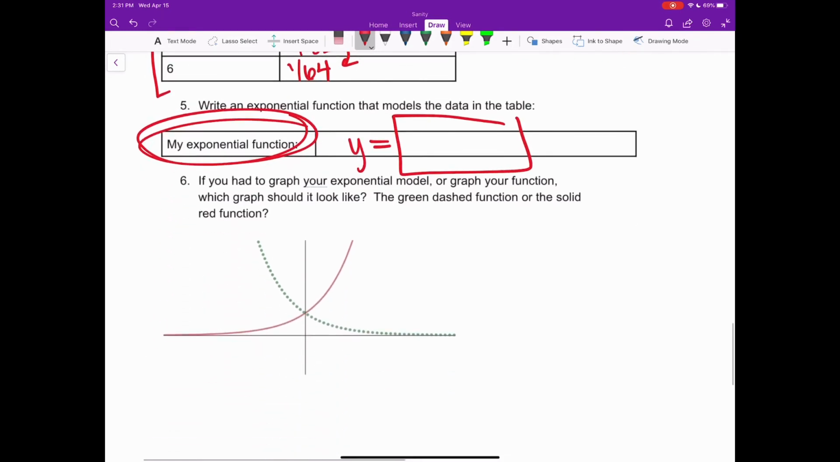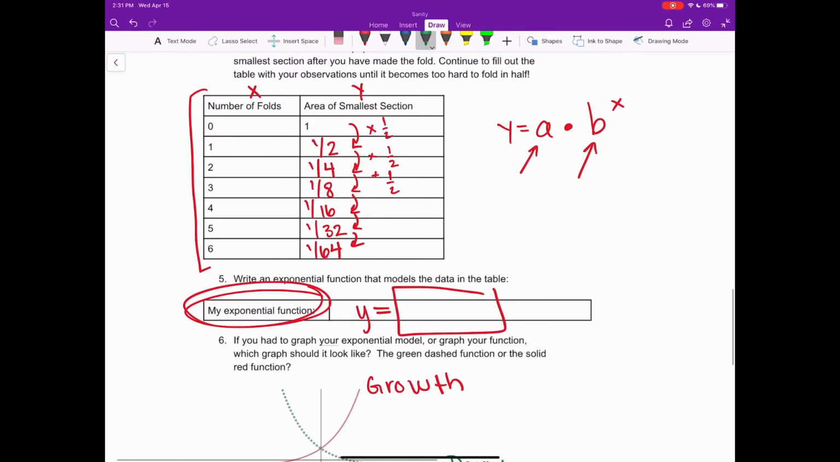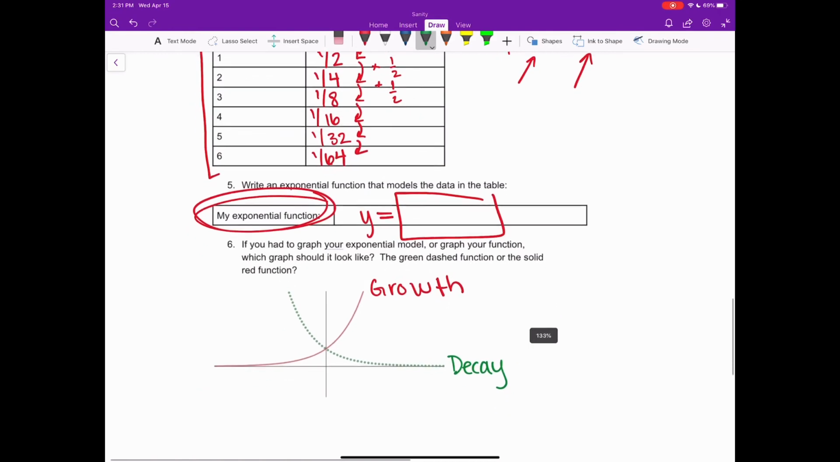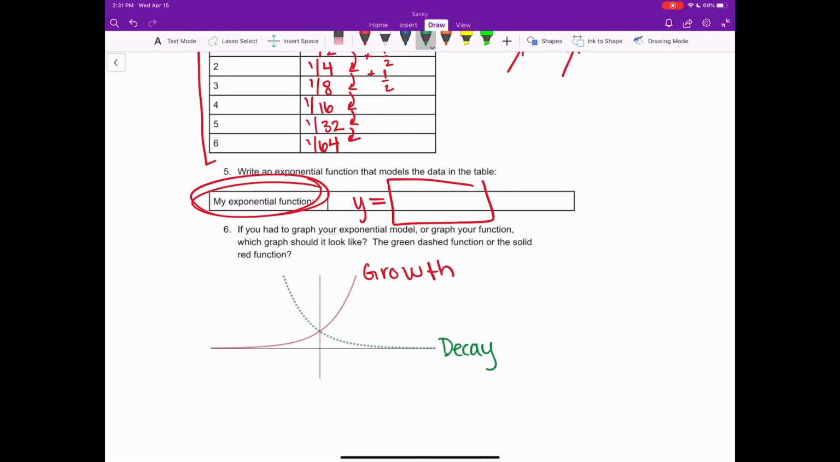And then number 6, we're looking at the same graphs again. We've got this red, which we said indicated growth. We have this green, which indicates a decay exponential function. So tell me, after you have this exponential function and looking at the table, if you plotted those points, if you graphed that function, would you have a growth or decay function? Would you be seeing a red line, or would you be seeing a green line?